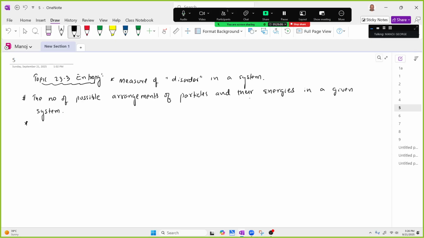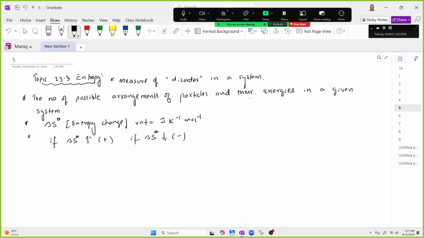Okay, one more point before we start. This is called entropy change. The unit is always joules per Kelvin per mole. That's the unit for entropy change. The point that I want you to keep in mind is that if the entropy change is increasing, we say it's positive. If the entropy change is decreasing, we say it's negative.